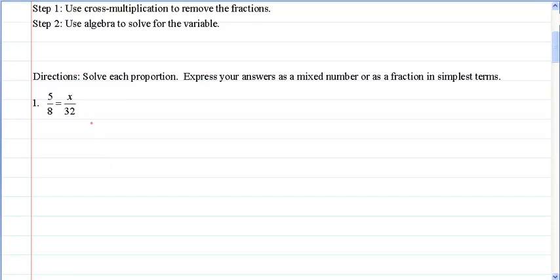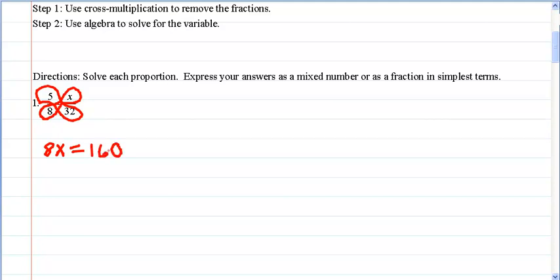So the directions are to solve each proportion and express your answers as a mixed number or as a fraction in simplest terms. So since 5 over 8, one fraction, is equal to x over 32, another fraction, I'm going to use cross multiplication. So I'm taking 8 times x, which is 8x, and I'm setting it equal to 5 times 32. 5 times 32 is 160.